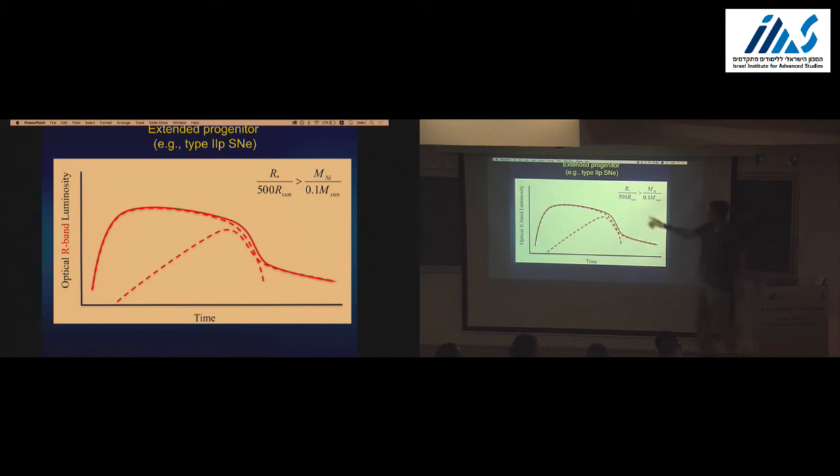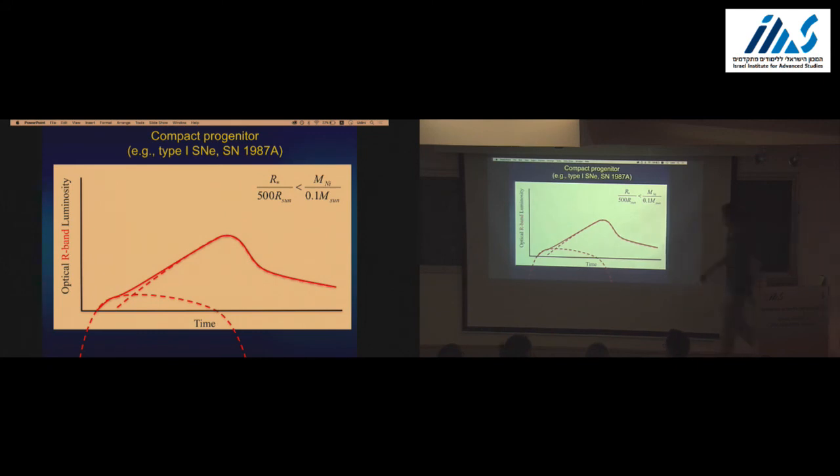If you have less than 0.1 solar mass of nickel and a radius larger than 500 solar radii, roughly, the cooling emission will be brighter. You will not see it. Sorry, you will not see the nickel. Up until when? Up to here. And this will give you roughly type 2P.